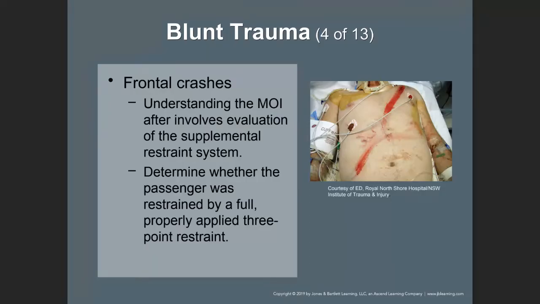Now let's look at the different types of motor vehicle crashes. So you have frontal crashes. Understanding the MOI after involves evaluation of the supplemental restraint system. Determine whether the passenger was restrained by a properly applied 3-point restraint.